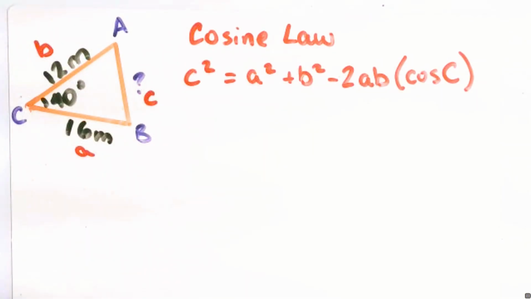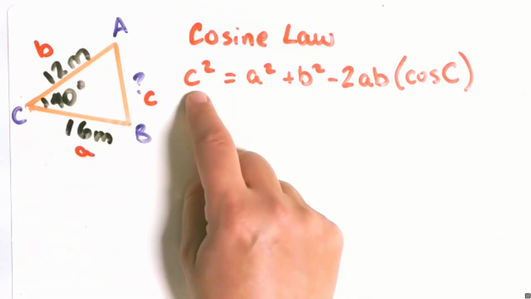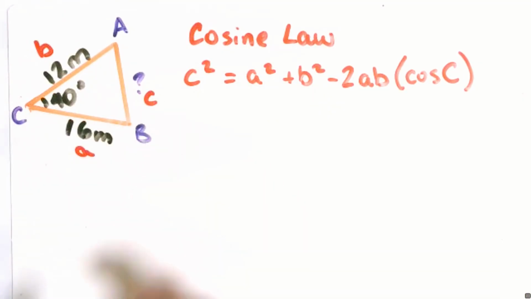Okay, so now that I have everything set up, let's plug everything into the equation. Now, luckily, my c squared is already isolated, and that is the side length that I'm looking for. But if you're not sure how to set it up with different letters or look for different side lengths, I can do that in a separate video. So let's just plug everything in for now.